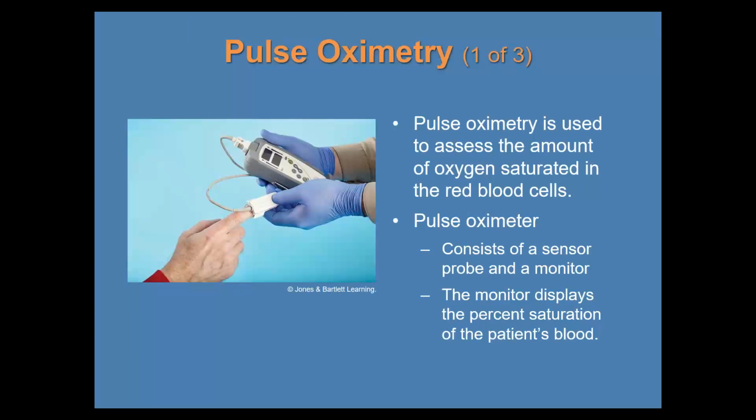Pulse oximetry, this is what we were talking about, how to gauge how much oxygen saturation is in the blood. And this is how we do that. It's called pulse oximetry, and this is a pulse oximeter. The pulse oximeter consists of a sensor probe and a monitor that goes on the finger, any finger but the thumb. Usually the first or second finger of each hand. Depending on what type of pulse oximeter you have, it could also go on your foot, but more consistently, it goes on one of the first or second fingers.